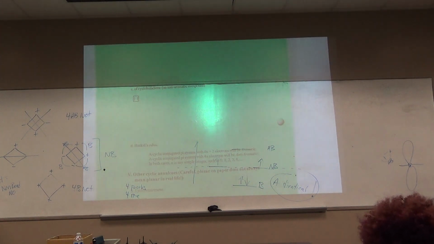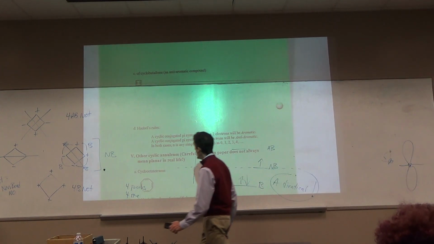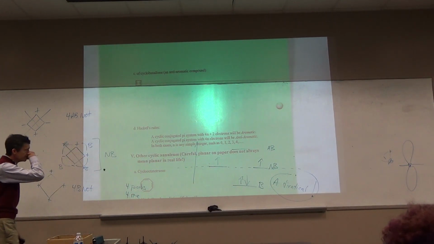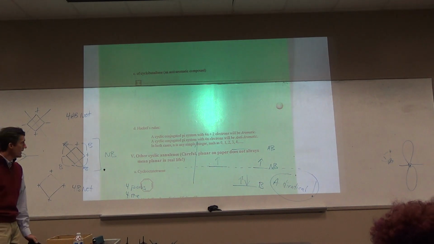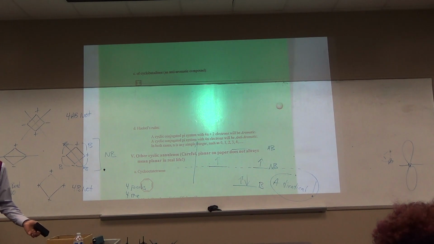Okay. Roman numeral 5 down here. What is this? Oh, Huckel's rule. Now we're going to be doing 8-membered, 10-membered rings, all these. Okay?